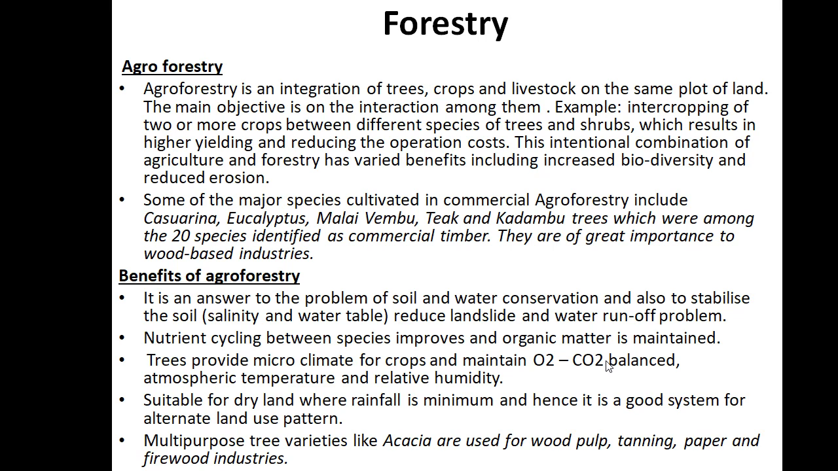Next, it is suitable for dry land where the rainfall is minimum, and hence it is a good system for the alternate land use pattern. So it is very useful for dry land, and also it's a good system for the alternate land use plan. Okay, this time we are using some types of crops like cotton. Next time we can use other types of crops.